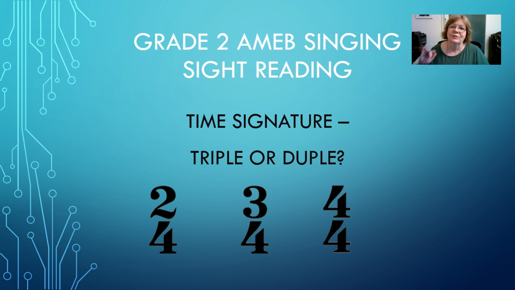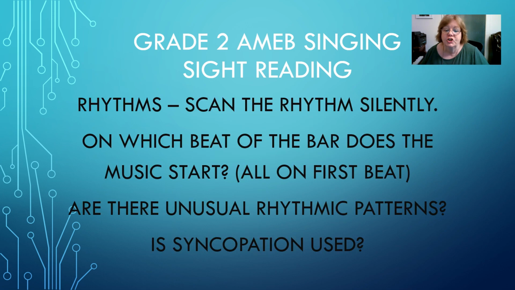1, 2, 3, 4. You need to scan the rhythm silently. The rhythm is as important as the melody. And if you can get the rhythm part right, that's half of the mark towards your sight reading. On which beat of the bar does the music start? In Grade 2, it all starts on the first beat of the bar.